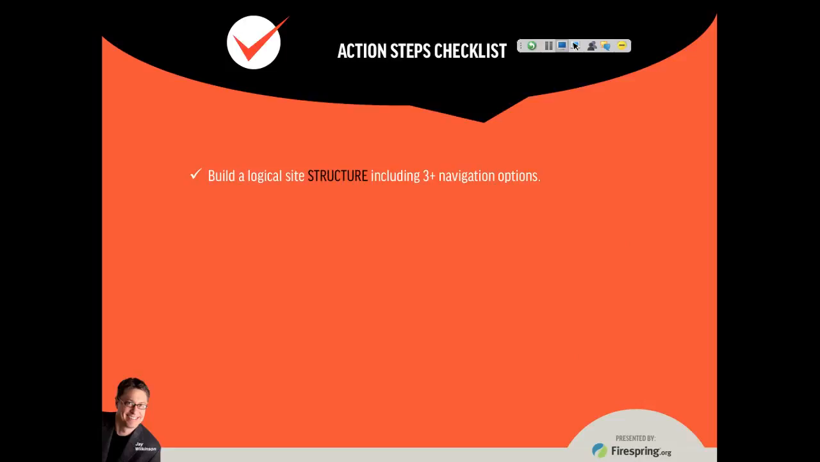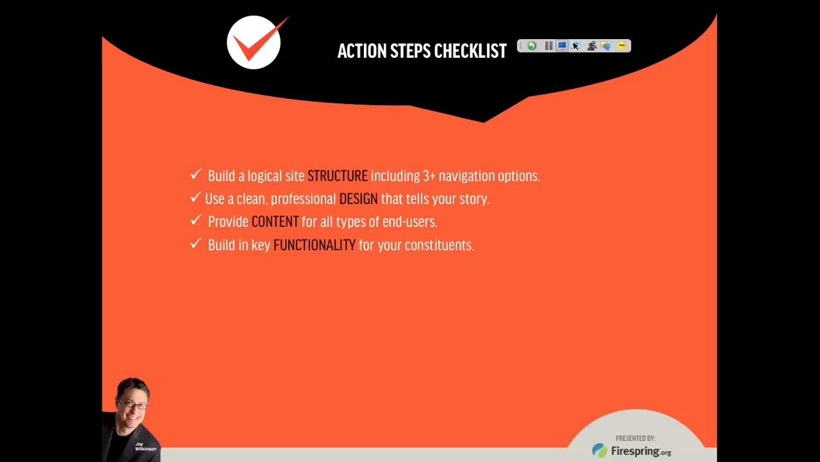So, action steps to follow. Make sure that you're focused on building 3 or more navigational options into your site structure. Use a design that tells the story of your organization. Very simple photographs and headlines that tell the story. Provide content for all different types of end users, all these different audiences, and build in the functional tools that are necessary for your constituents to engage in a meaningful way.